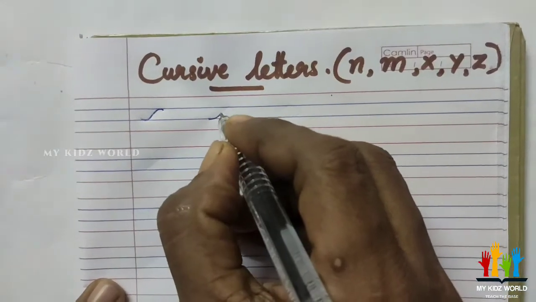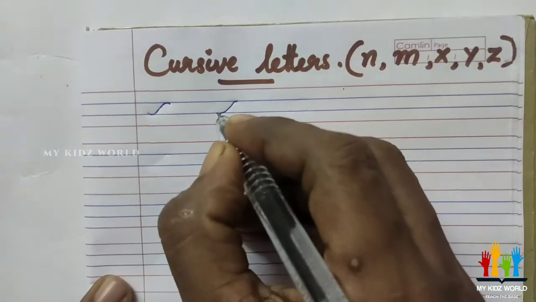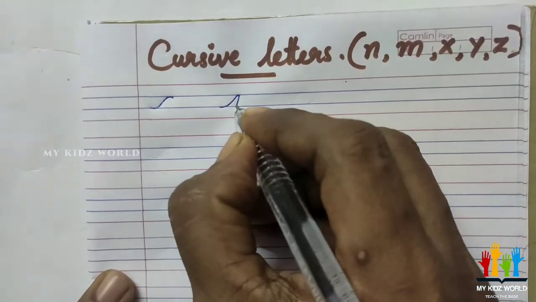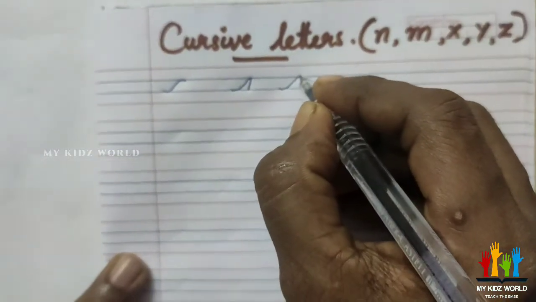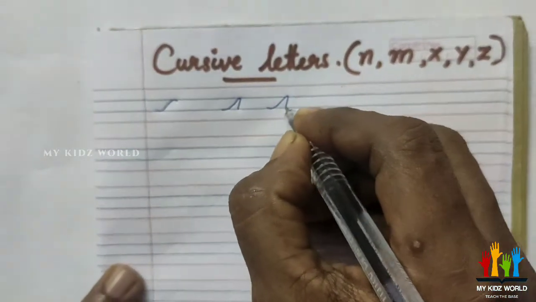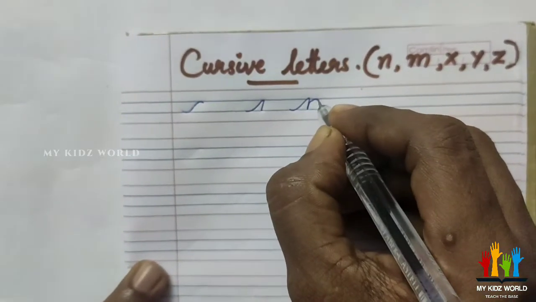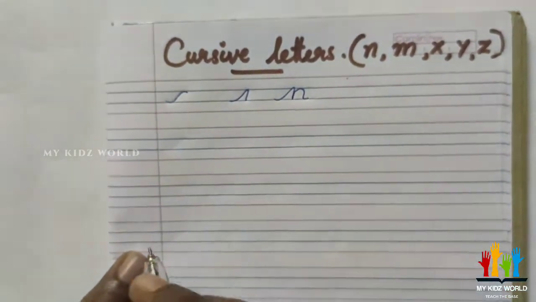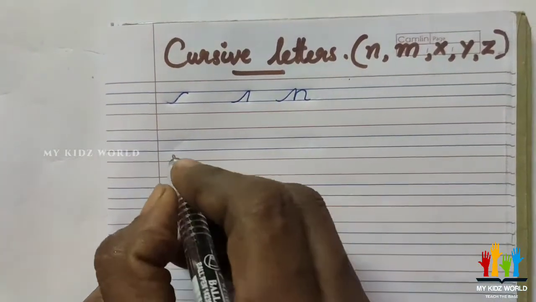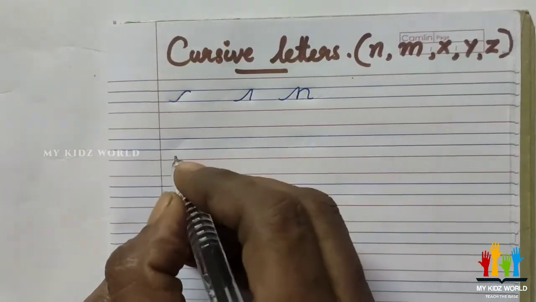Then draw the stroke, come down. Draw the stroke, come down. Go up, make a curve. Letter N. Then letter M.